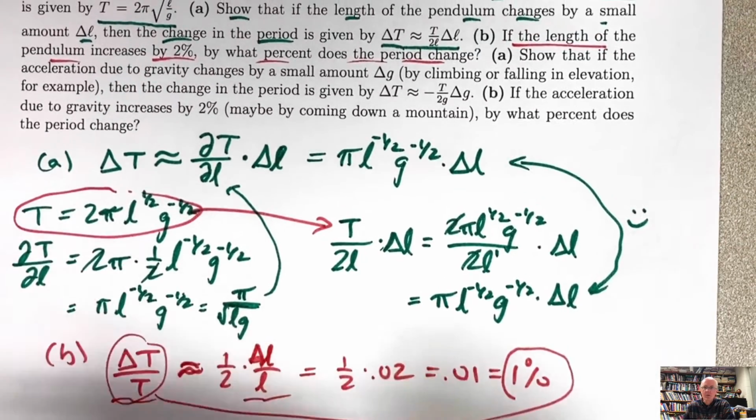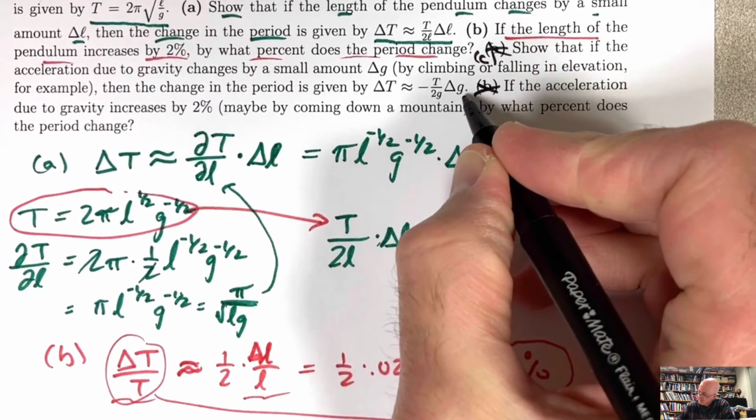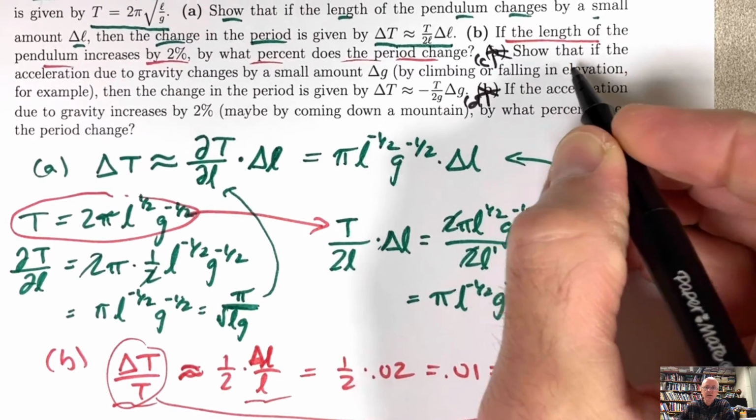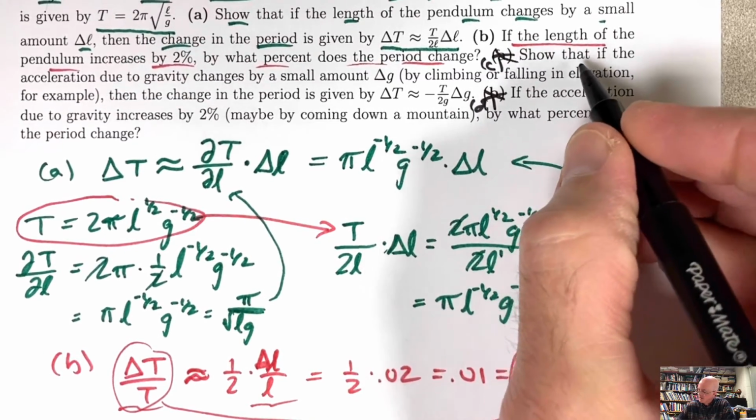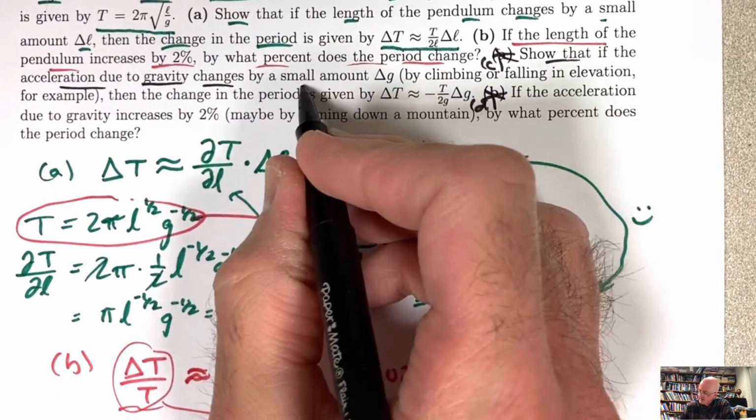Part B. Oops, sorry. This is part C, actually. Part C, and this is going to be part D. Part C. Dangers of copy and paste, to tell you the truth. Show that if the acceleration due to gravity changes by a small amount, delta G.